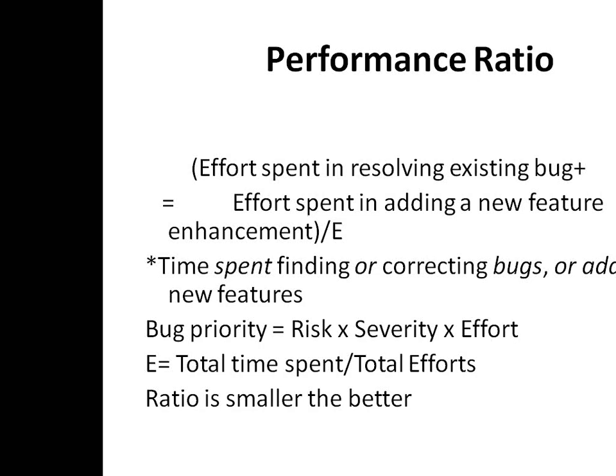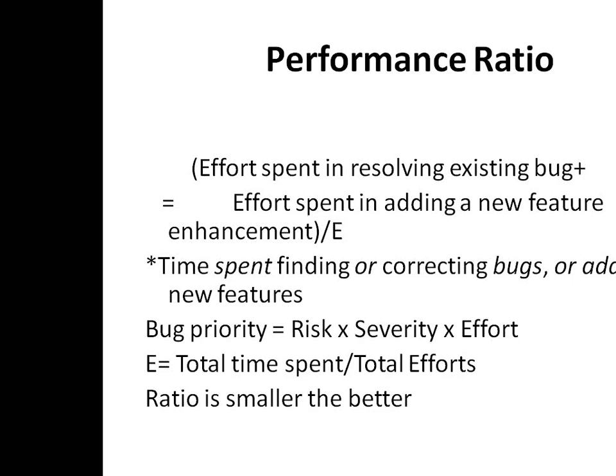See, the client has given you say 1 year. So your E is like 1 year. Total time you have is 1 year. In that you have to do bug fixing, enhancements, everything and give the final product. So if the ratio is smaller, it is better, means the team is having a better performance.